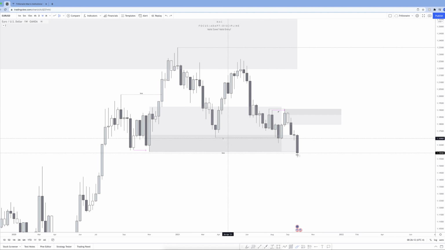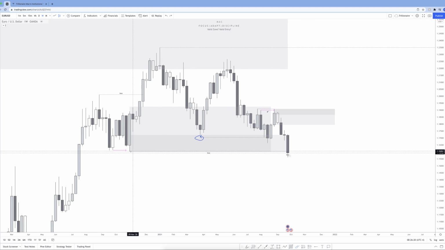We do see that we have, once again, a couple of minor breaks of structure. Here we have a minor break of structure. Here we have a minor break of structure, and then of course we have our major break of structure here. Okay, we do close on the weekly time frame below this area.